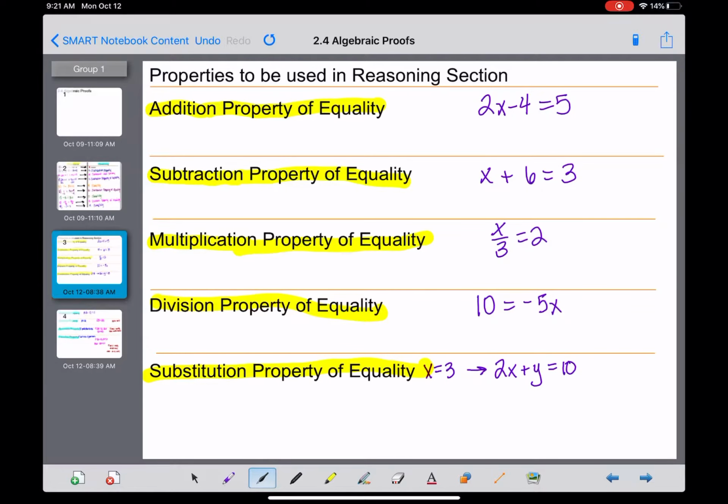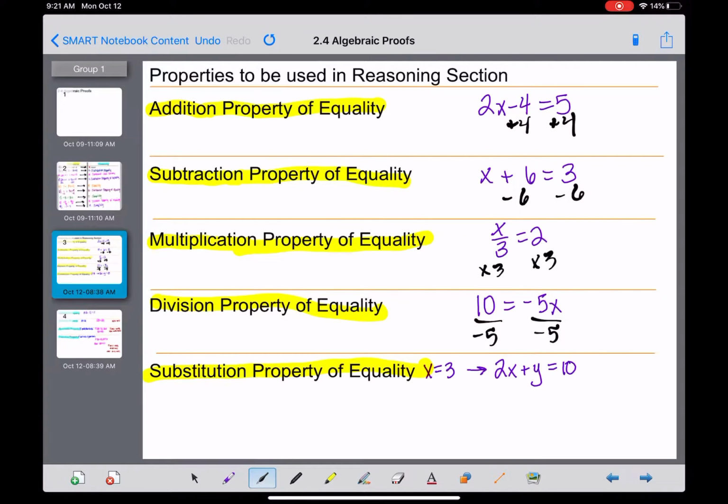These first 5 are going to directly relate to our algebraic proofs. So the addition property of equality is just when you add a value to both sides, or it can be a term. All right, remember the equality part is what you do to one side, you do to the other. Subtraction is when you subtract a value or a term from both sides. Multiplication property of equality is when you multiply a value on both sides. Division property is where you divide the same value on both sides.